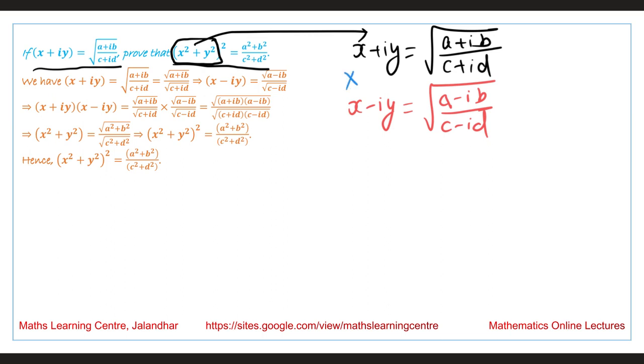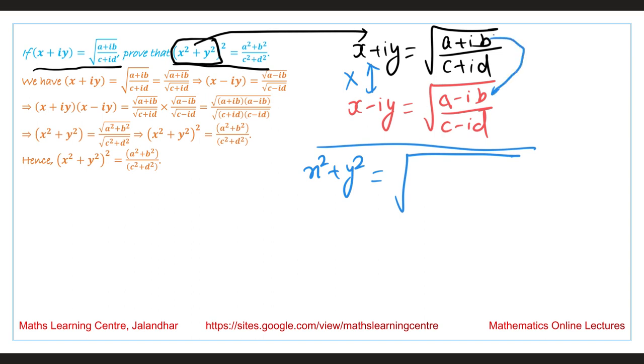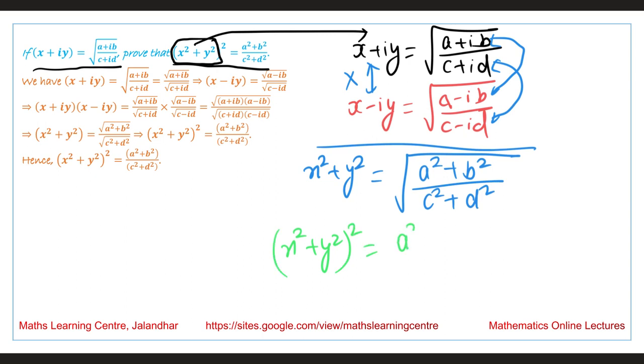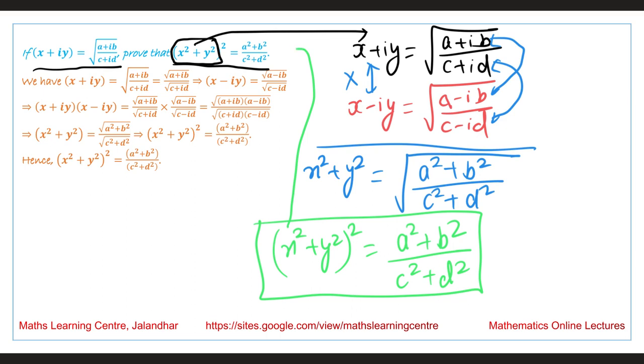Next, if we multiply both these numbers, we obtain x square plus y square is equal to the square root of, by multiplying these numbers, the numerators are multiplied, we get a square plus b square, and the denominators are multiplied, we get c square plus d square. So the final answer we obtain is (x square plus y square) whole square, that is equal to (a square plus b square) divided by (c square plus d square). This is the value we are getting over here, and this is what we have to prove.